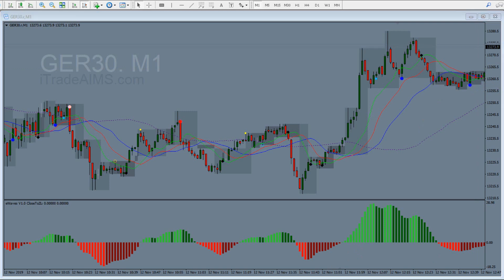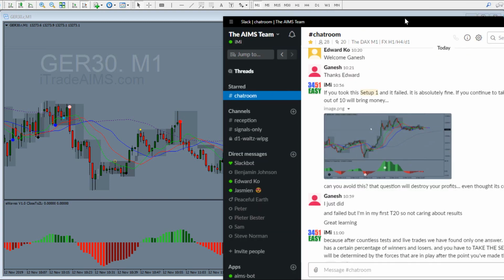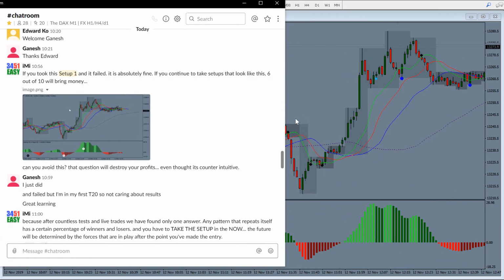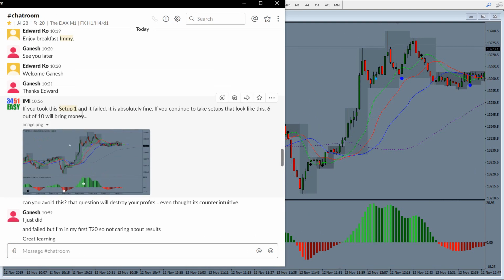So what I did, I went to my Slack trading room. I think here. Yeah, here we go. I'm going to bring it up. So I said, if you took this setup one and it failed, it is absolutely fine. Because if you continue to take setups that look like this, 6 out of 10 times, it will bring money. And that is what trading is. You can't win every trade, but you have to have an edge.